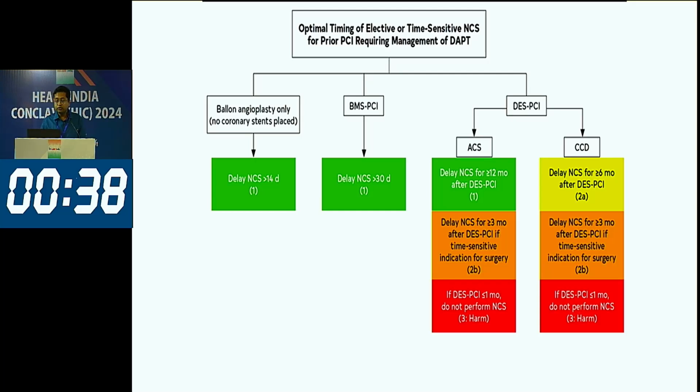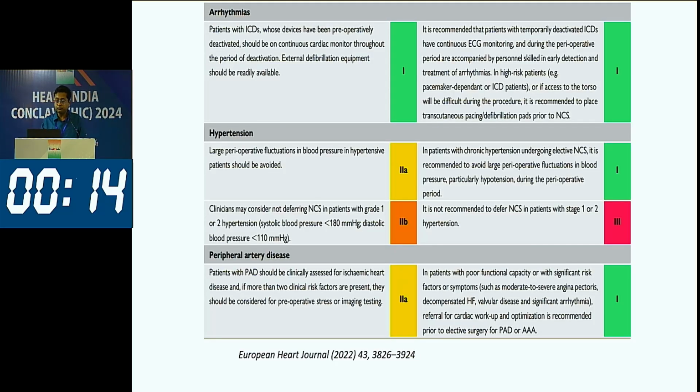So this is the optimal timing of elective and time-sensitive non-cardiac surgery. If you do a simple balloon angioplasty, you have to delay the non-cardiac surgery by 14 days. If you are applying a BMS, you have to delay by 30 days. If the patient has ACS and you have put a DES, then you have to delay at least 12 months. And if it is a chronic coronary syndrome, you have to delay for at least 6 months.